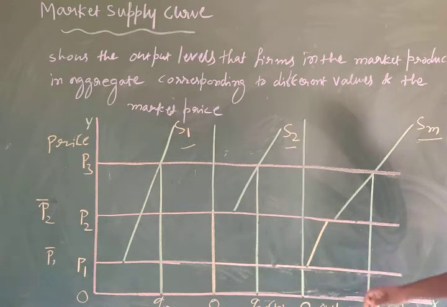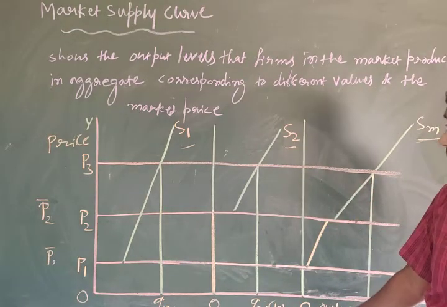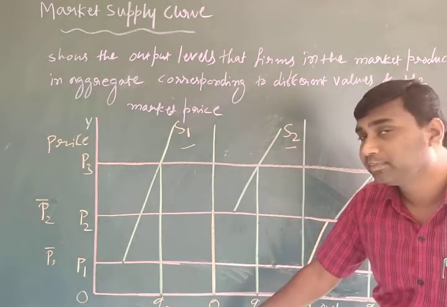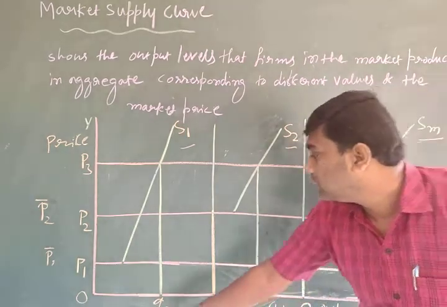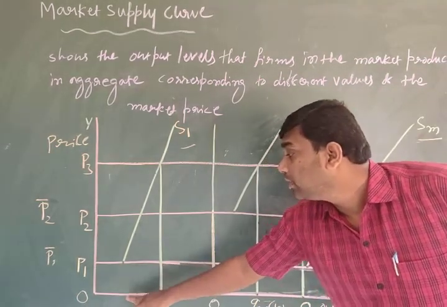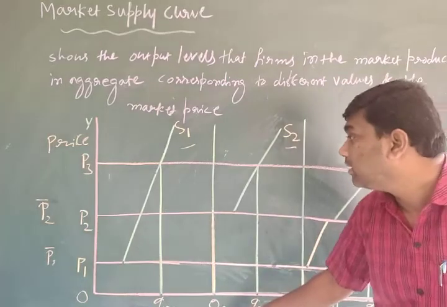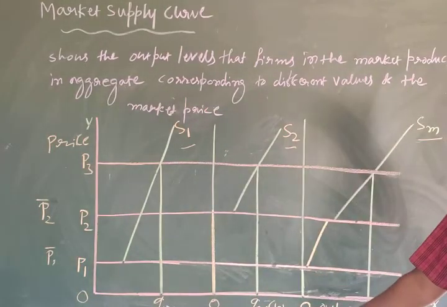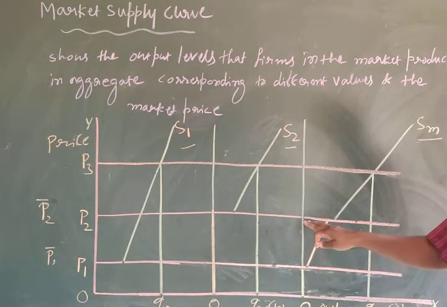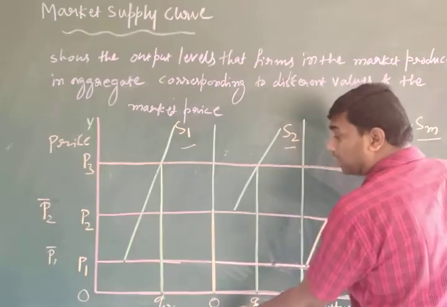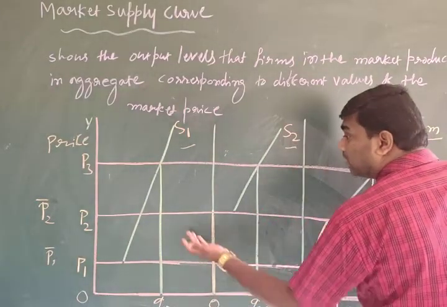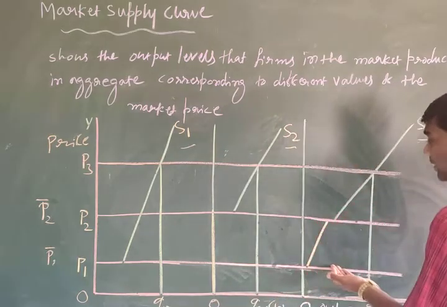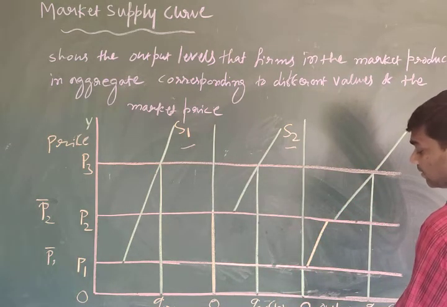You can observe here, this is the market supply curve and the quantity is 0. Below P1, this is 0. At P2, this is 0. When the price is below P2, this is 0. When the price is P1, this is 0, and when the price is P2, that is also 0. So the market supply is 0.